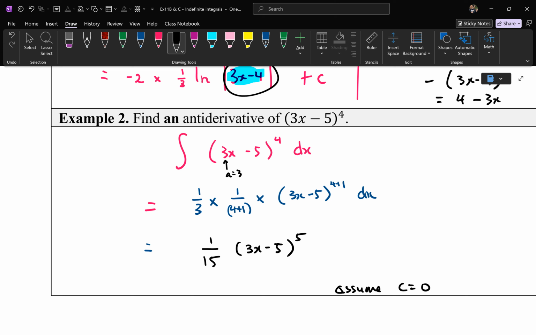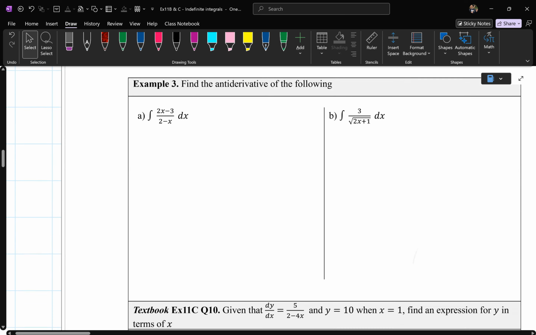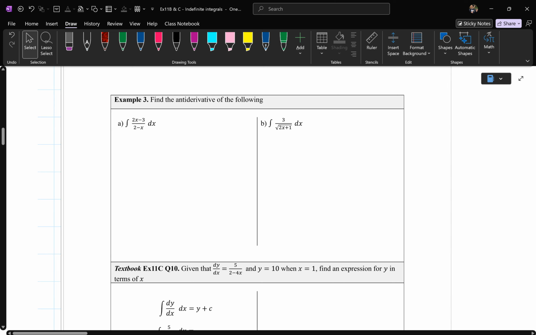All right? Now I'm going to pause the video. The next 2 questions may challenge some of you just to get you thinking a bit. But I'll give you maybe 5 minutes to have a go with example 3, and then exercise 11C, question 10. See if you can do that question there. I'm going to pause the video. Here we go.